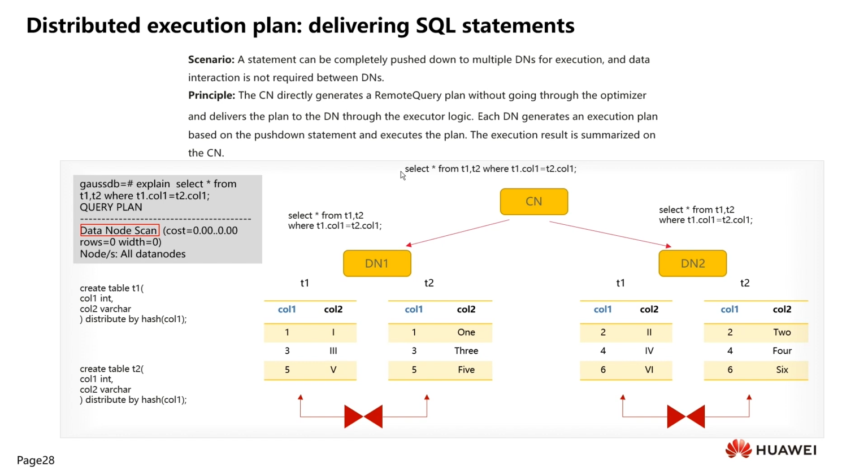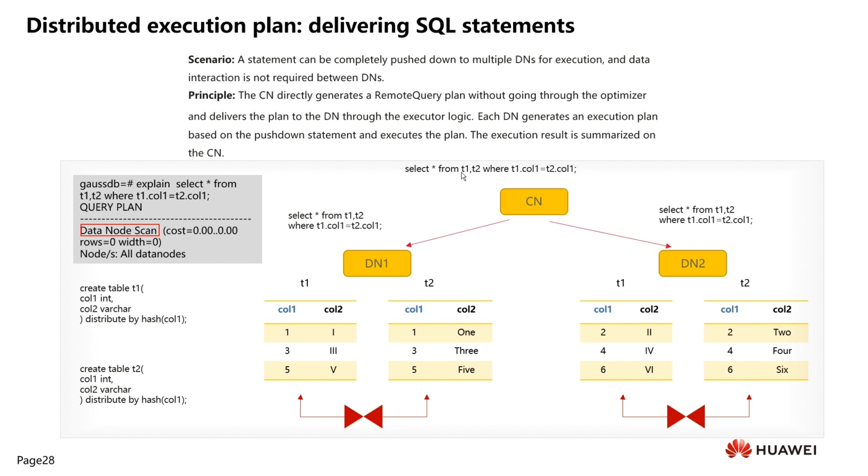In the following example, we have a system with one CN and two DNs. Our SQL statement is select everything from T1, T2, where T1.column1 is equal to T2.column1. We have our two tables, T1 and T2, distributed by hash with the same column 1. That means all the tuples with the same column 1 values would fall into the same DN.